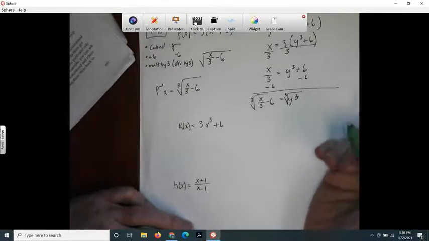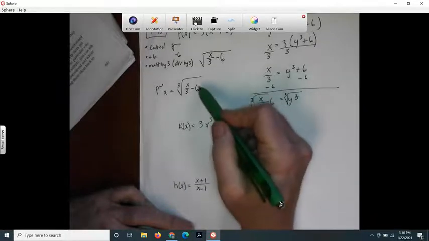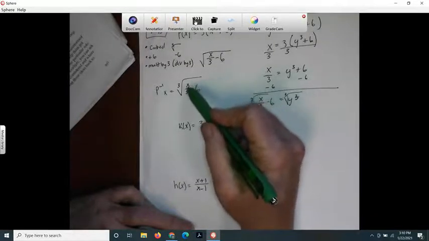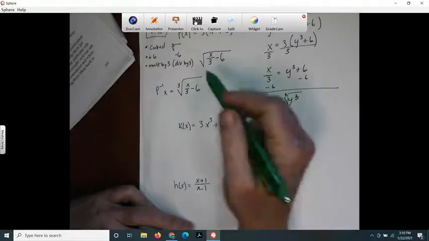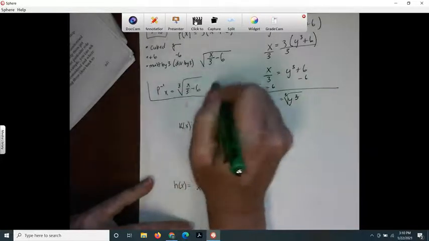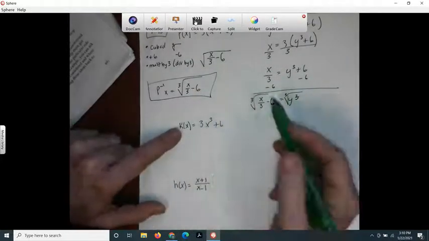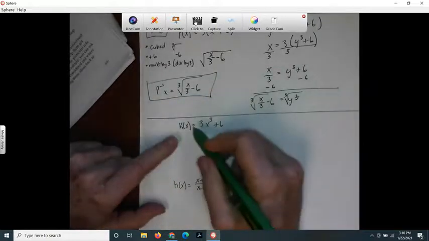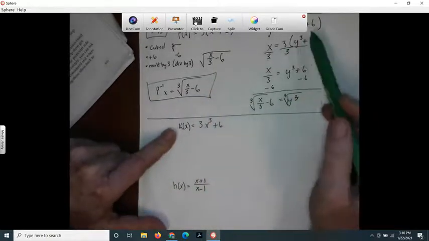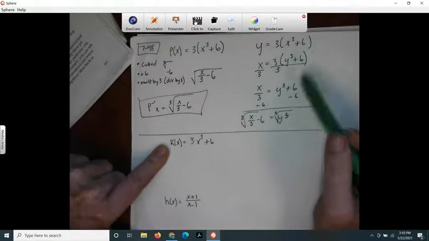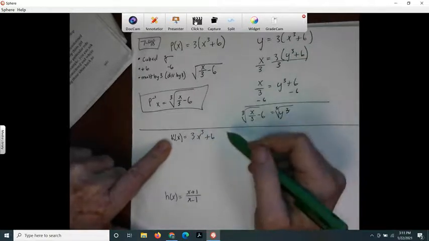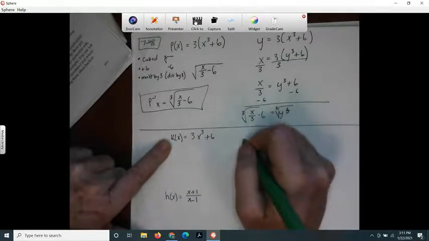I would just leave it like this. Okay, this one I'm going to do a little bit faster. I'm going to do it the way that I did over here. I'm just going to swap the X and the Y. So I'm going to write it as X equals 3Y cubed plus 6. And then I'm just going to solve for the Y.